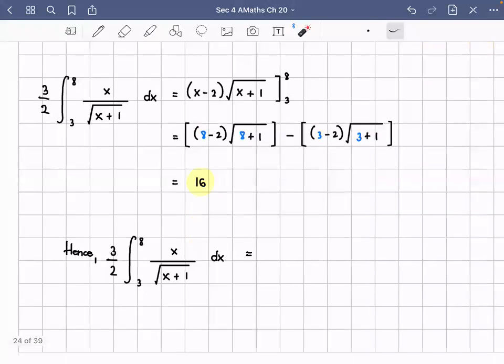Now 16 for this. Hence, our final answer here is 32 over 3. Just 32 over 3. So that's your final answer for this.